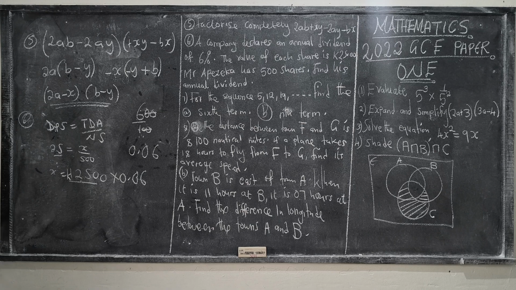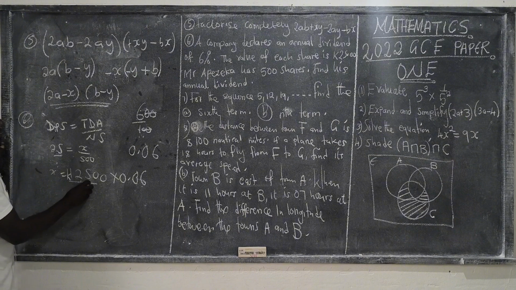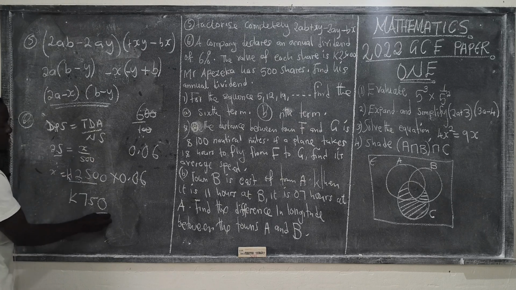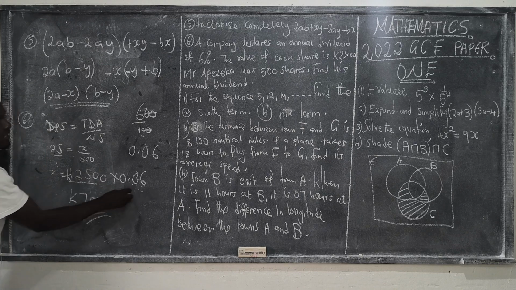Then 12,500 multiplied by 0.06, you are going to get what? So 6 multiplied by 5, that is 30. 6 multiplied by 2, that is 12. Okay, 12 plus 3, that is 15. Then carry 1. 6 multiplied by 1 is 6, plus 1, that is 7. So it will give you 750 kwacha. This is your answer. These 2 zeros will be cancelled because of the 2 decimal places which are here.